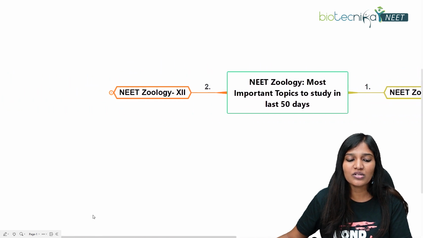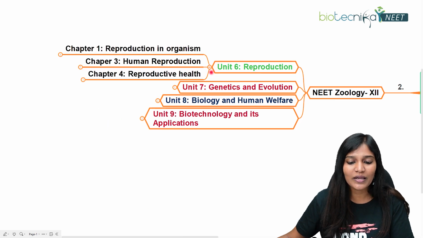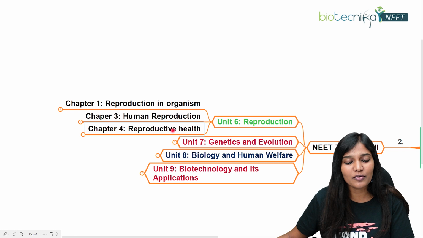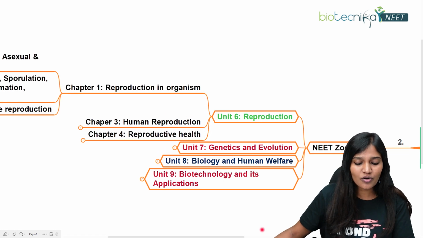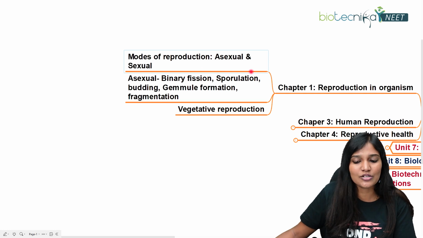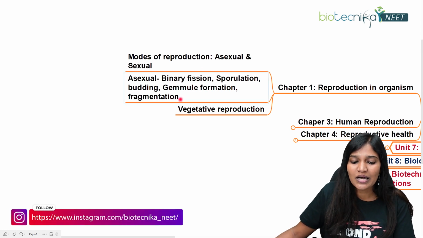So this is about NEET Zoology 11th, and next is NEET Zoology 12th. Here we have reproduction. So here you have to study reproduction in organisms, human reproduction, reproductive health. Reproduction in organisms is a very simple chapter where you'll have what is asexual, sexual, what is binary fission, gemmule formation, sporulation, fragmentation.